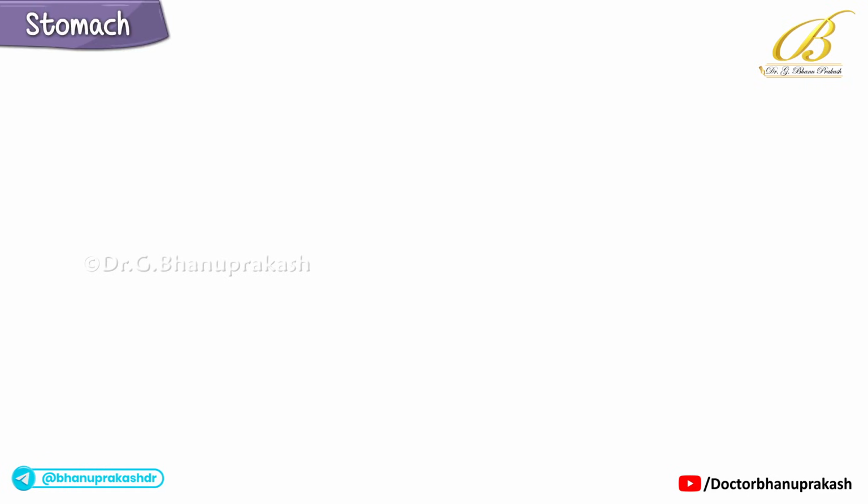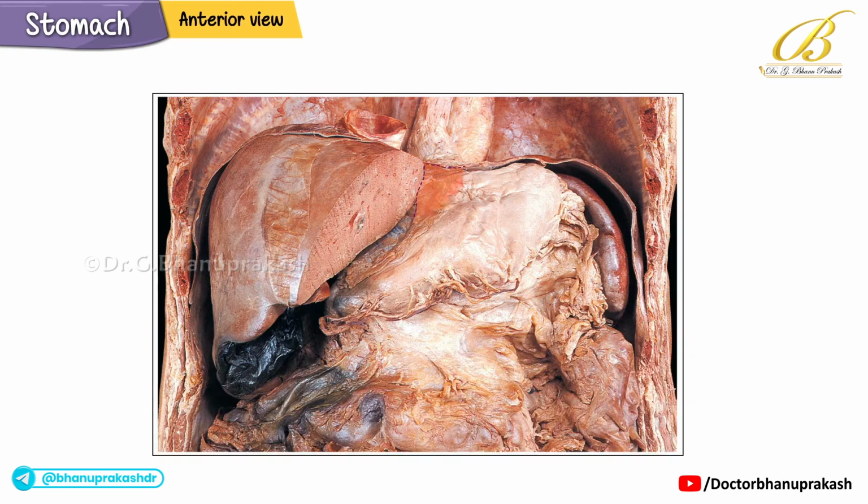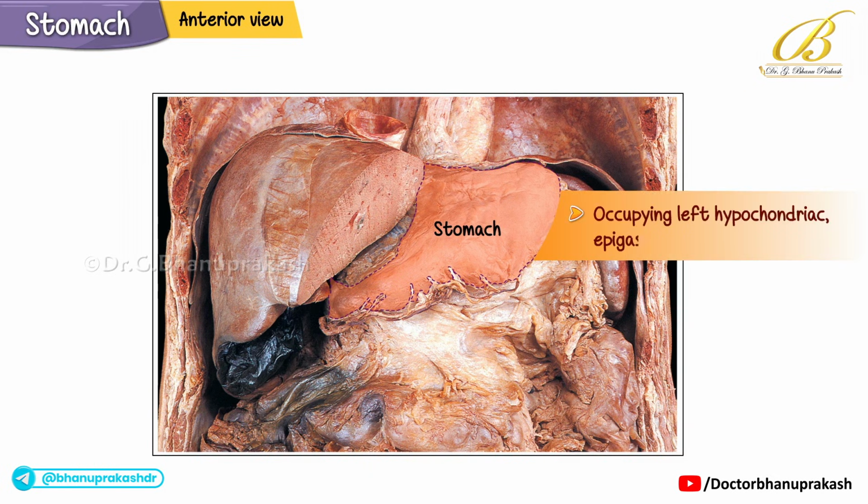Hello, students. In this session, we will look at the stomach. Here we are looking at the anterior view of the stomach along with its surrounding structures. The stomach lies in the upper left part of the abdomen, mainly occupying the left hypochondriac, epigastric, and umbilical regions.